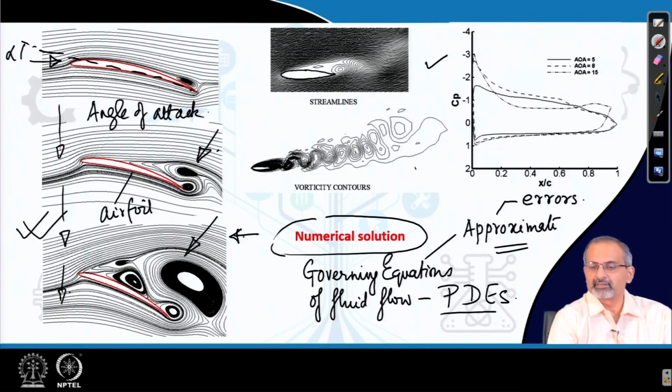Here you find other contours plotted which give you information about the flow field. This is showing you the pressure distribution about the airfoil at different angles of attack. So, these are different kinds of analysis that you can do when you are seeking a numerical solution.